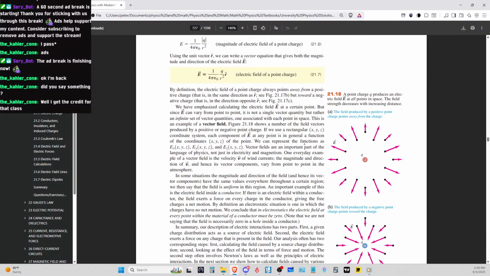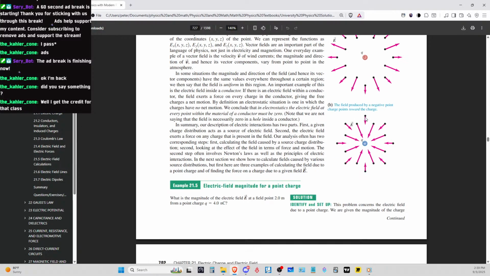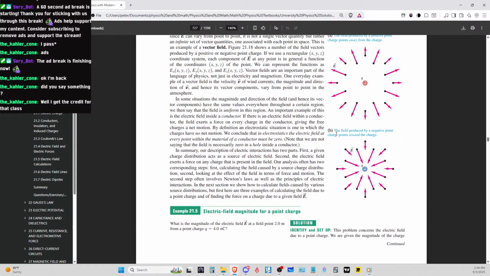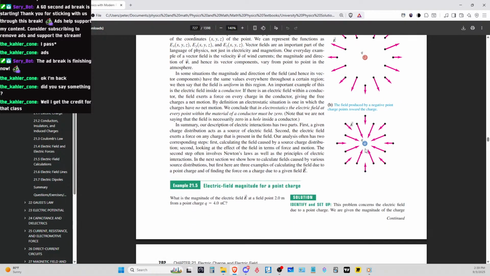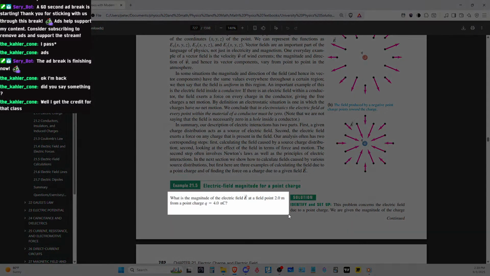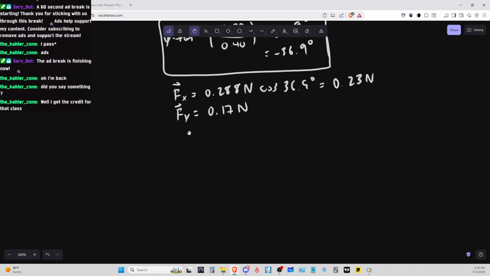Okay, now we're getting into vector fields. So this is the electric field on a charge. The field produced by a negative charge points towards the charge. So now I'm thinking about divergence and stuff. Okay, so we got a problem here, so let's just get our feet wet with this.